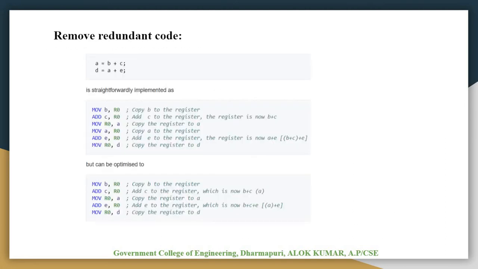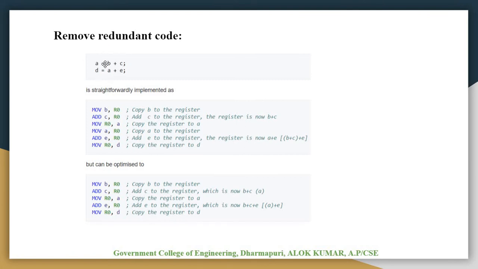Next we will see the first technique in peephole optimization, that is, remove redundant code. Suppose some code is appearing more than once. We can remove that redundant code and, based on that, improve the code. This peephole optimization is machine dependent optimization. It works on machine code, the target code that is generated by the code generation phase.